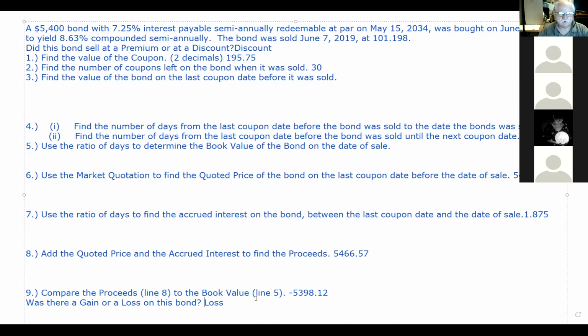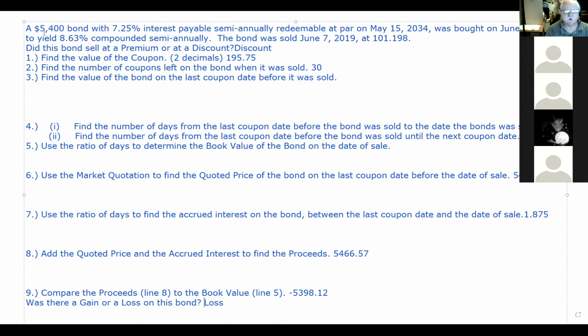So let's see what happened here. So we got the discount, that was good. You found the value of the coupon, that was good. The number of coupons left on the bond was good. Find the value of the bond on the last coupon date before it was sold. And this is that two-step process. So let's calculate that.